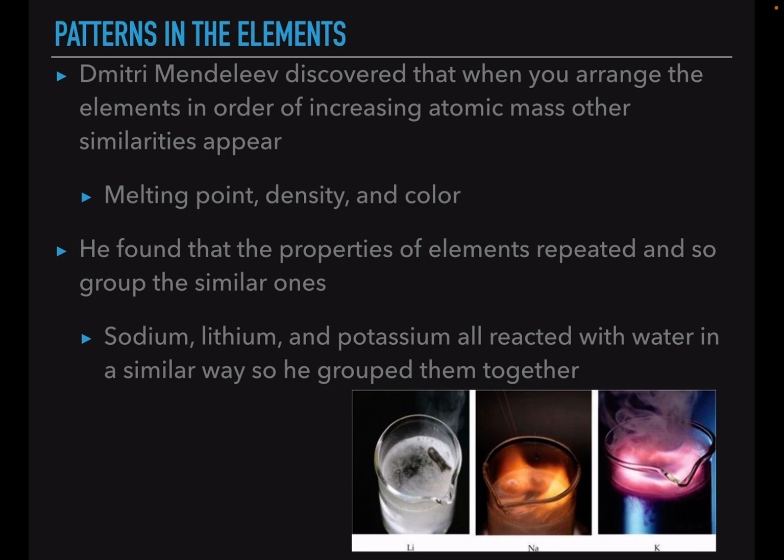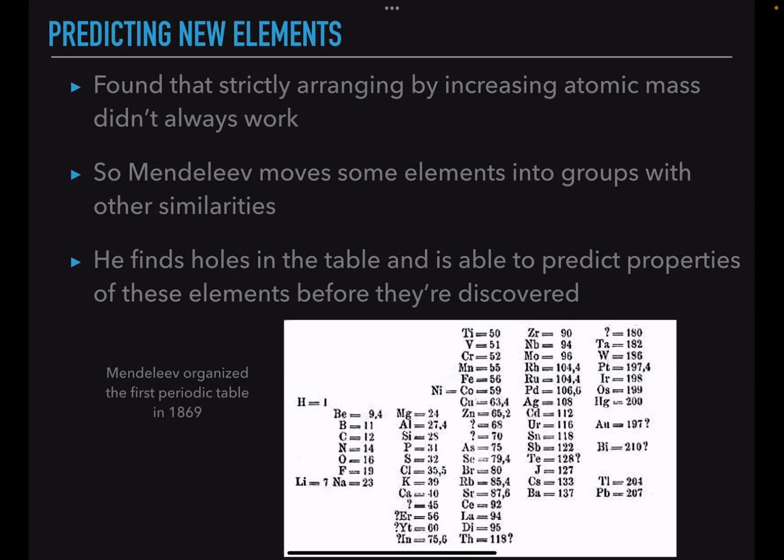He found that the properties of elements repeated, and so he grouped similar ones together. So, for example, sodium, lithium, and potassium all reacted with water in a similar way, so he put them in a group together when he was organizing the different elements. When he did this, he found that strictly arranging them by atomic mass didn't always work. And so sometimes they were organized by atomic mass, but other times he would move them so that some elements were in groups just because of their similarities. So they were not all based off of mass.